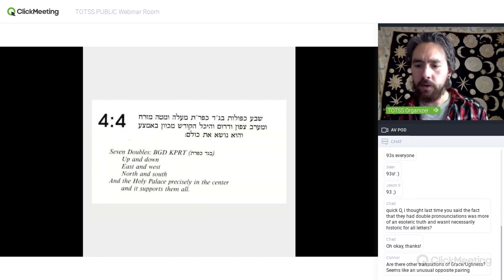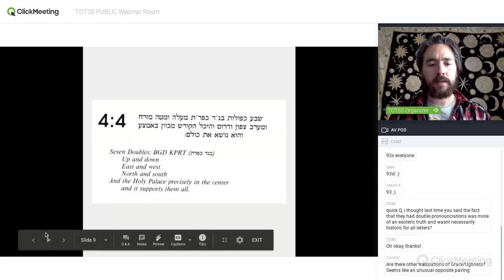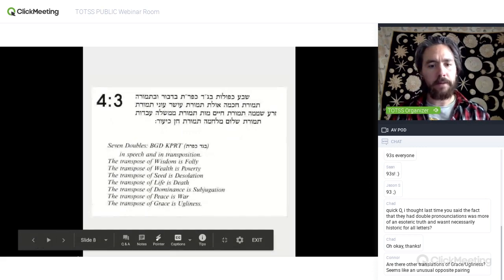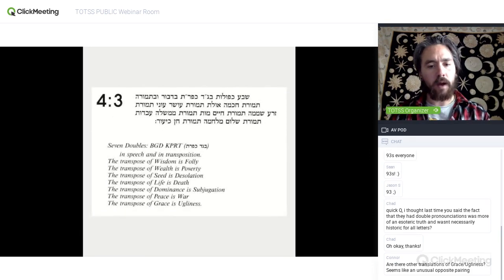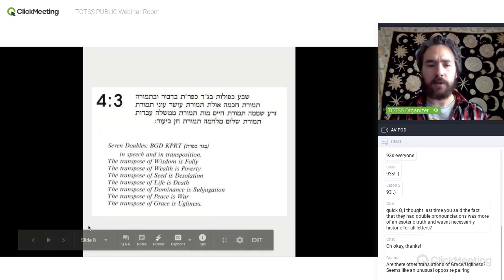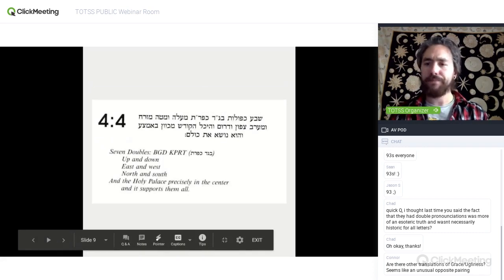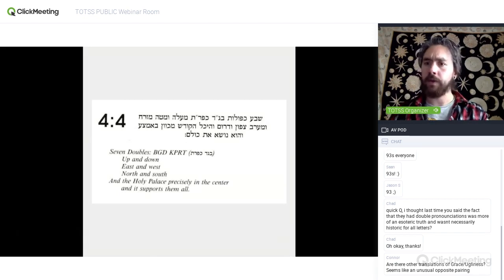Connor said, are there other translations of grace, ugliness? Seems like an unusual opposite pairing. Yeah, I don't know that they're necessarily exactly opposites. Some of them more or less are, but I don't know that the opposite of dominance is subjugation. I guess peace and war are pretty close to opposites. Wealth and poverty are pretty close to opposites. But grace and ugliness are the only... I can't think of any other translation of those words that I've ever seen, anyways.